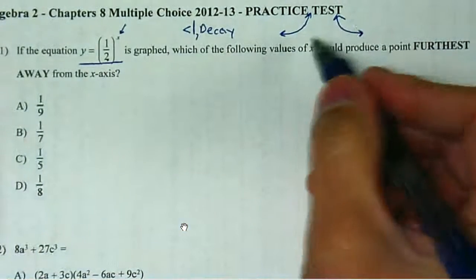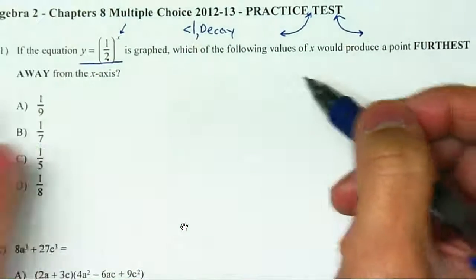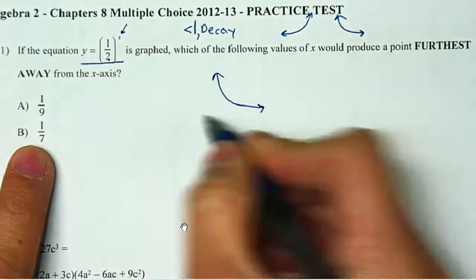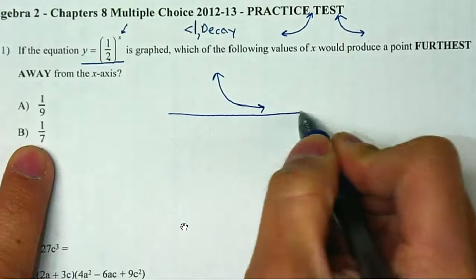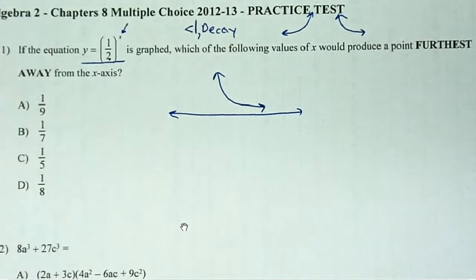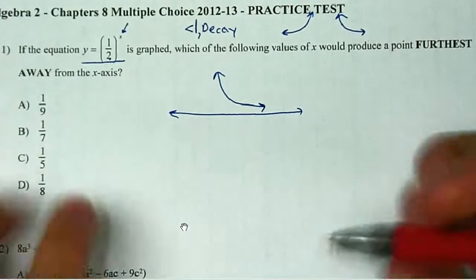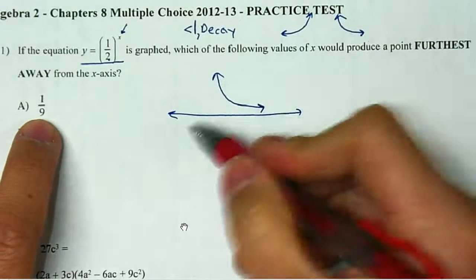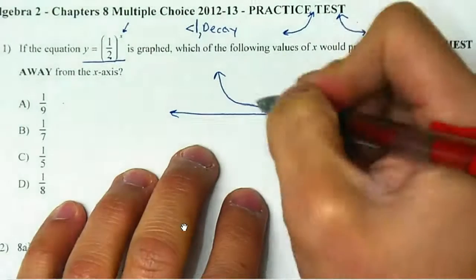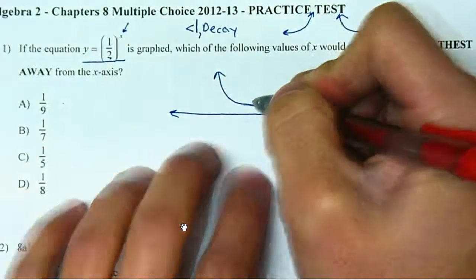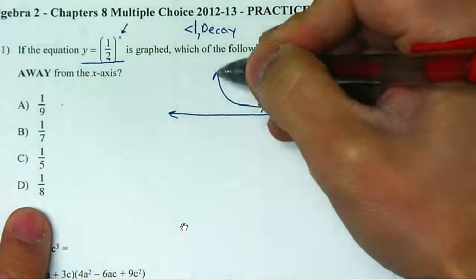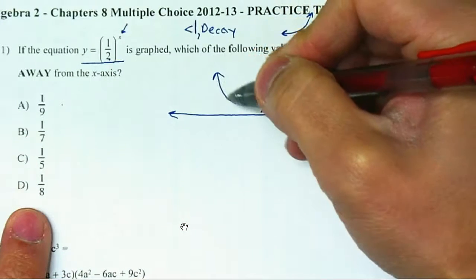And so since it's decay, I know it's going to be the shape of your left hand. So I know it's going to have this shape here, where the x-axis is our asymptote at the bottom, since there's no shifting. And so all we have to do to understand how to answer this problem is figure out where on this graph I would be furthest away from the x-axis. So we just look at the graph and ask, am I getting further away from this x-axis as I go towards the left or as I go towards the right?